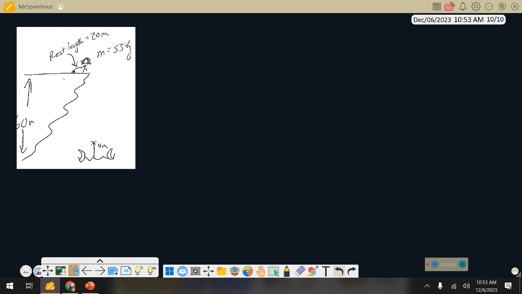Now, to set this problem up, first thing we do is a quick force diagram. As she falls, to begin with, what's the only force on her? Gravity. Then, after about 20 meters, what's going to happen? Force elastic. But both of those are conservative. So can we use conservation of mechanical energy? Yeah.